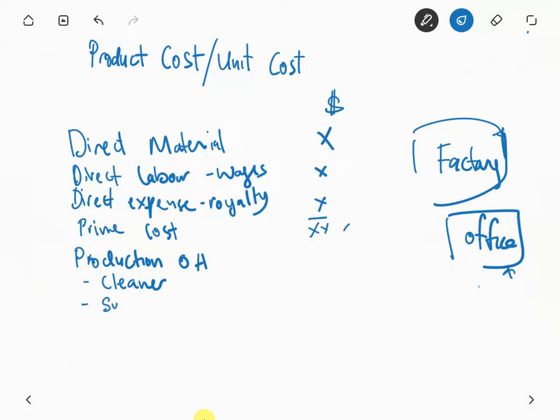What about supervisor salary? Do we put it here? Do they work in the factory? Yes. Do they get involved directly to produce the tables and chairs? No. If they get involved directly, it will be under direct labor. If they are there to supervise, do your scheduling and timetable, the supervisor goes under overhead, still in the factory.